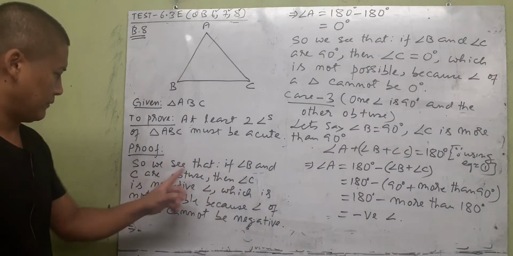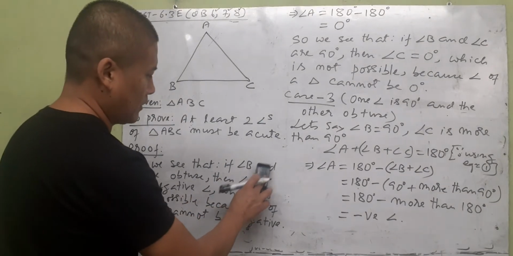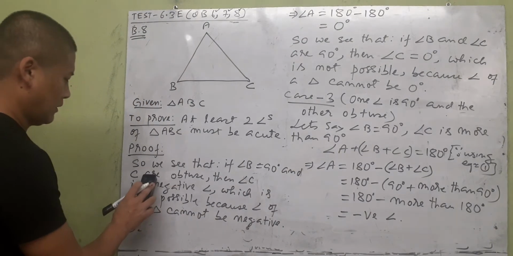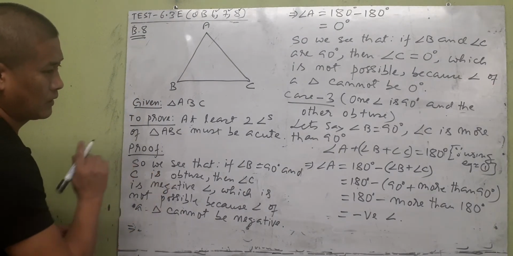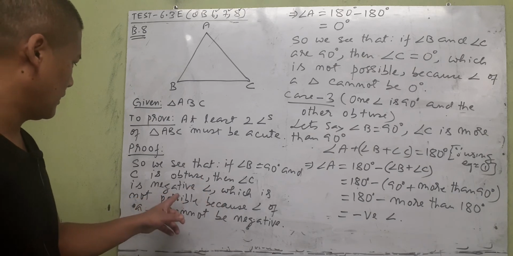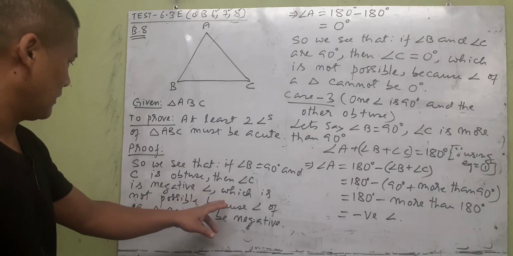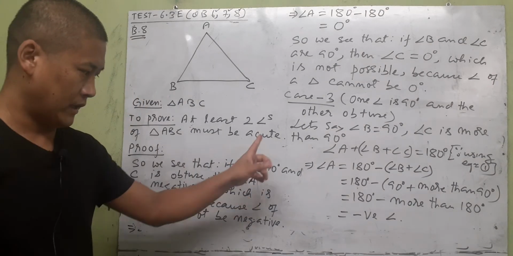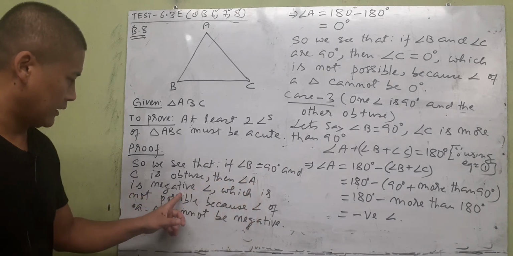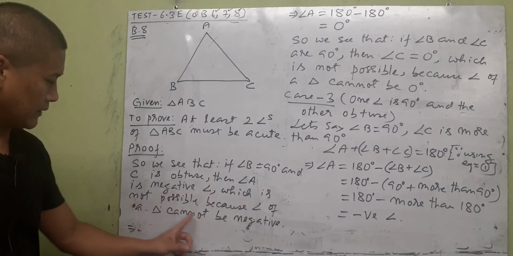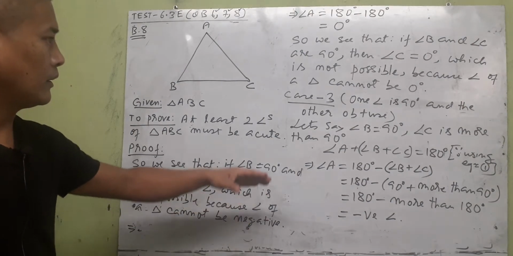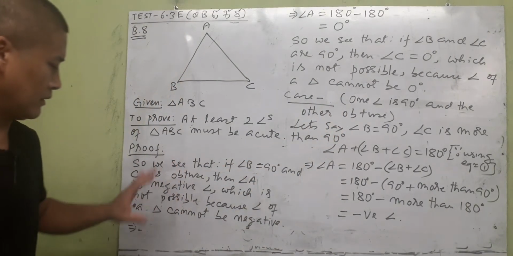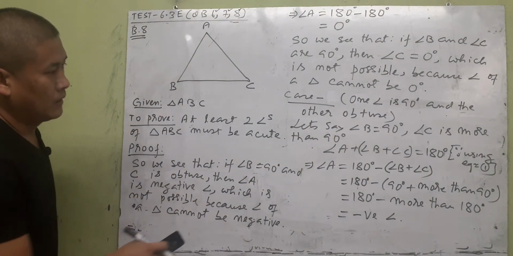So we can write here that if B equal to 90 degree and C is obtuse, meaning more than 90, then angle A is negative. Not C here, in the previous case this should be A. Okay, sorry, A. You correct it, go back and correct. A is negative again, which is not possible because the angle of a triangle cannot be negative. So case 3 is also not possible. Now let us go to case 4. Finish writing this one.